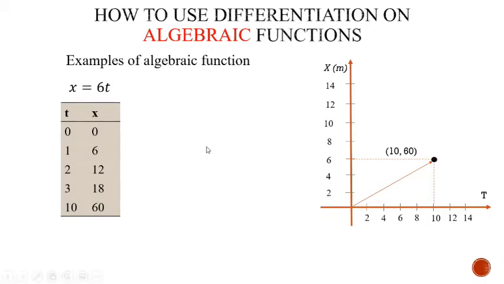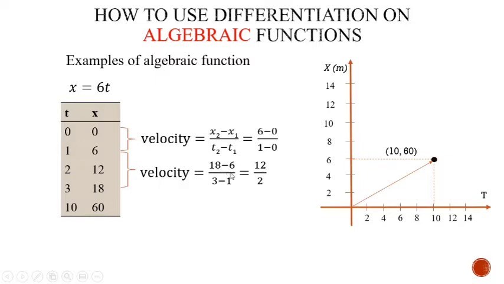To find out velocity at different points, we can use this formula, that is change in position divided by time. So here change in position for the first case is 6 and the change in time is 1 second. So ultimately you will get velocity equal to 6. To find out velocity again for the second case, we will take these two input points. Here the final position is 18 and initial position is 6. This way you will get again the velocity equal to 6.